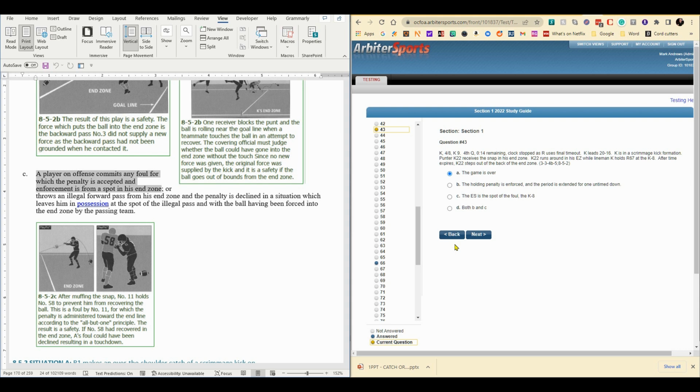And where is a running play enforced? Say it with me. The end of the run. Where's the end of the run? The back of the end zone. So the enforcement spot is from a spot in his end zone. Therefore, it's a safety anyway. It doesn't matter whether they accept or decline. It's a safety. And when we have a safety, we do not extend the period for an untimed down. So the answer is A. The game is over.